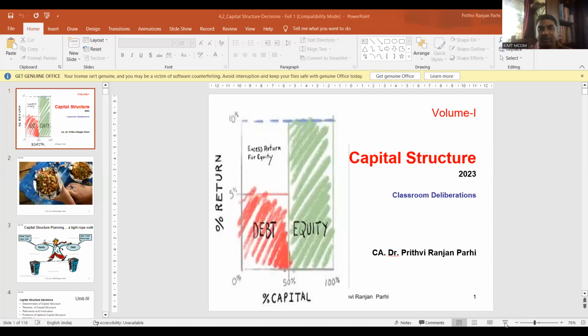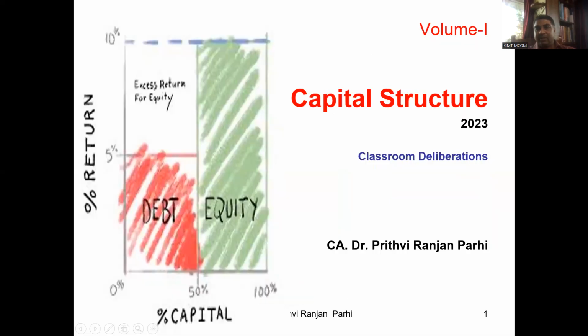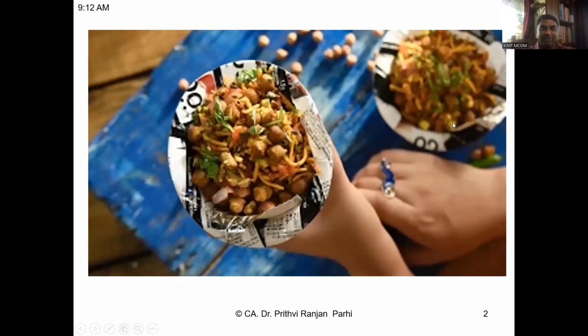Let me share my screen with you to start the topic. Look at your screen. We'll be learning about capital structure, and what is appearing before you, you can understand this. I'm showing you mixture, two packets of mixtures before you. Why am I showing you? This mixture represents a combination of various things, and each element has got a different cost.